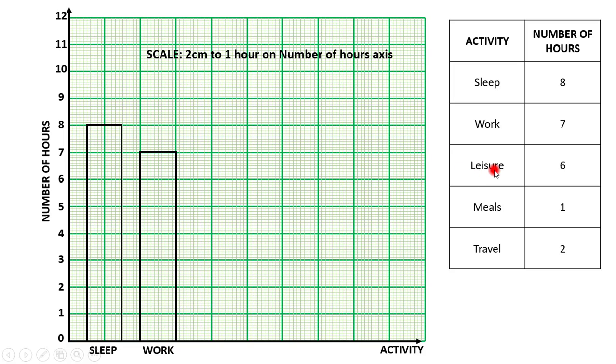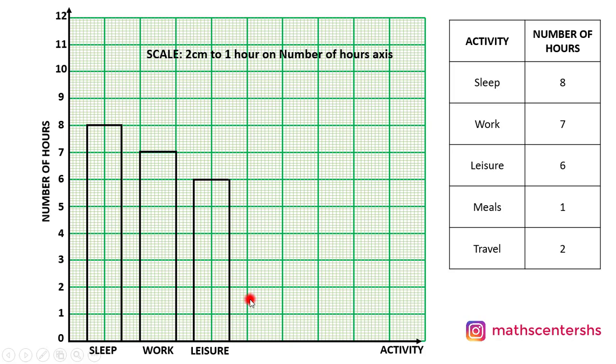We will move on to the next one, which is leisure. I'll leave 5 minor divisions. Then I'll draw a vertical line from 0 up to 6 because the frequency or the number of hours for leisure is 6. Then I'll count 10 minor divisions and then draw another vertical line from 0 up to 6. Then I'll close it up with a horizontal line, and this will be the bar for leisure.